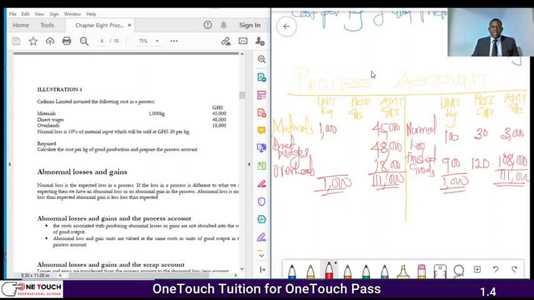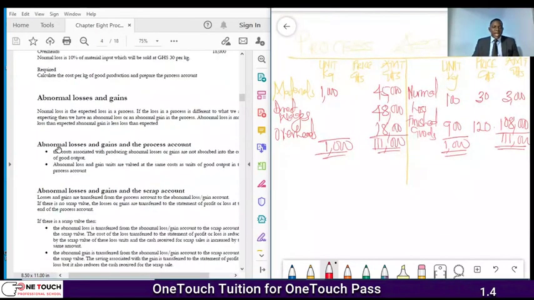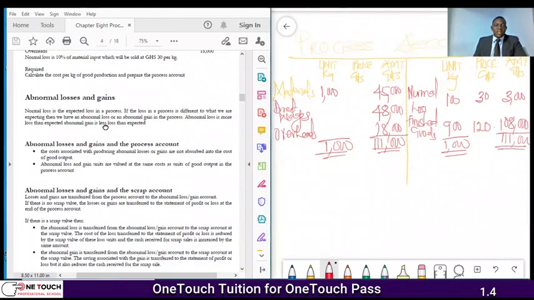So that is that. Now let's look at where there are abnormal losses and abnormal gains. That is where the loss expected is not the case, or we get a loss which is bigger than expected. And where there is an abnormal gain, that's a gain which is not expected, but it has arisen. Okay, how do we treat it?